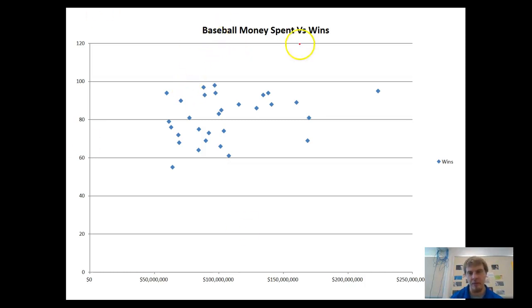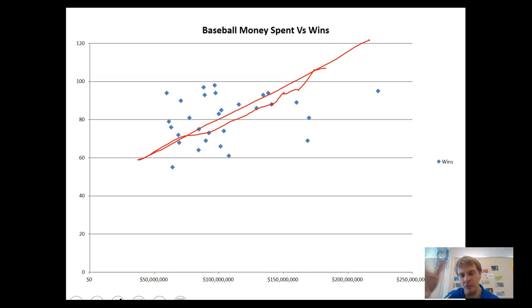Here you can see baseball money spent versus wins, and you can see these things are correlated with each other. The more money the teams spend, we can see this line going up here. If I could draw a straight line with this tool, we can see that it goes up in a straightish line. So generally, the more money you spend, the more wins. Now it's not perfectly correlated.